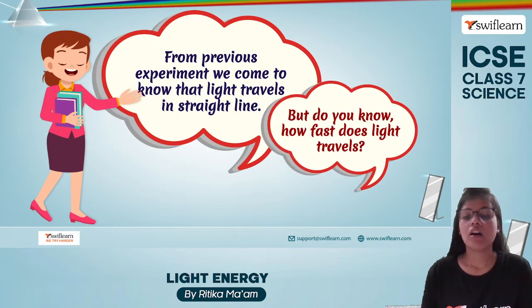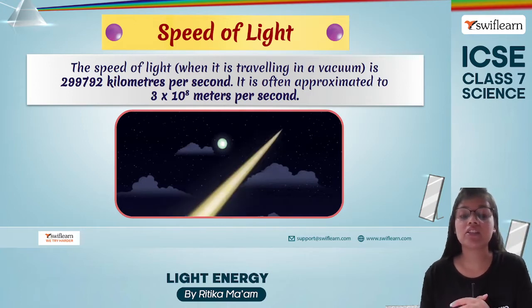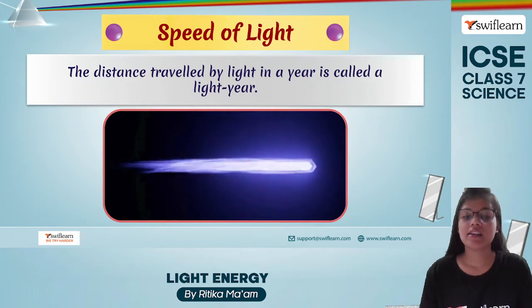Now, from the previous experiment we saw that light travels in a straight line, but what is the speed of light? The speed of light is very high. It is 2,99,792 kilometers per second, which is approximated to 3 into 10 raised to power 8 meter per second.